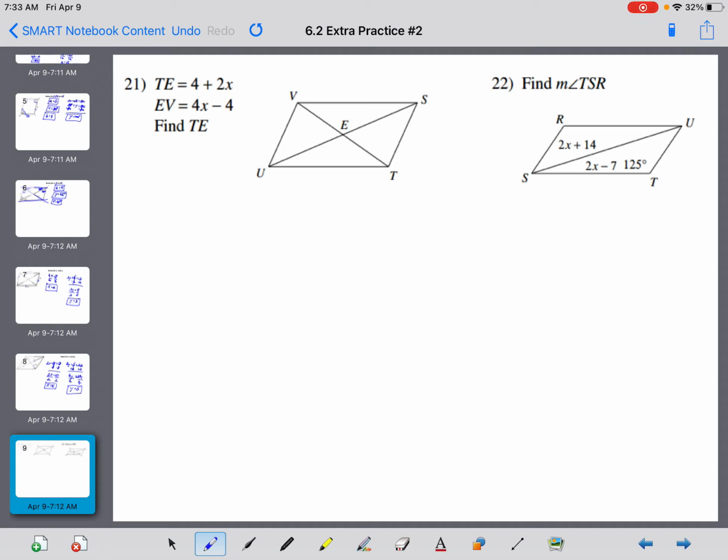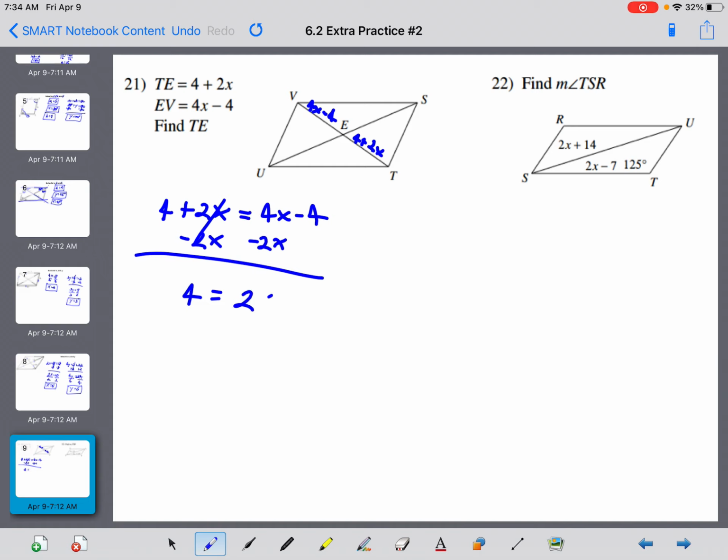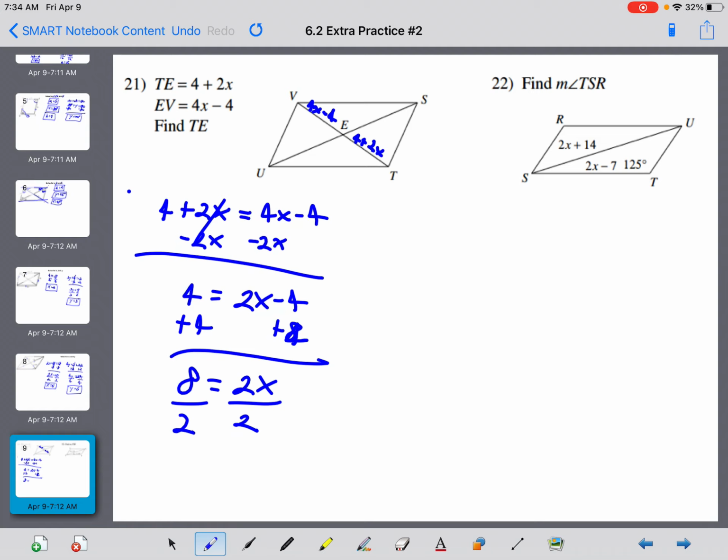Last ones. We have TE equals 4 plus 2x, and EV equals 4x minus 4. Find the measure of TE. So we know that they're congruent to each other. So 4 plus 2x equals 4x minus 4. I'm going to subtract 2x on both sides. 4 equals 2x minus 4. Whoops, add 4 on both sides. Getting ahead of myself. And 8 equals 2x. Divide by 2 on both sides, and x equals 4.